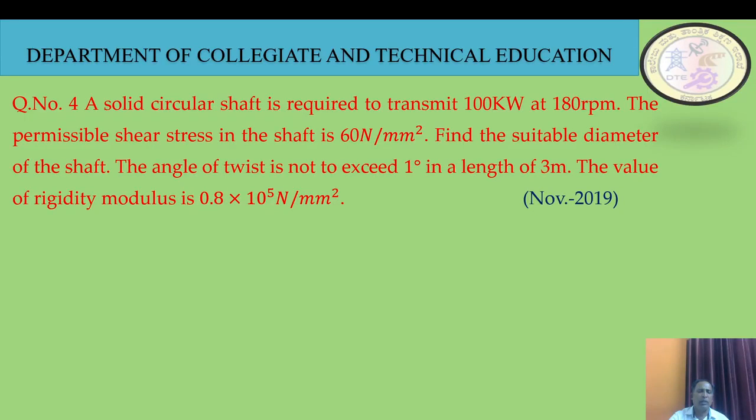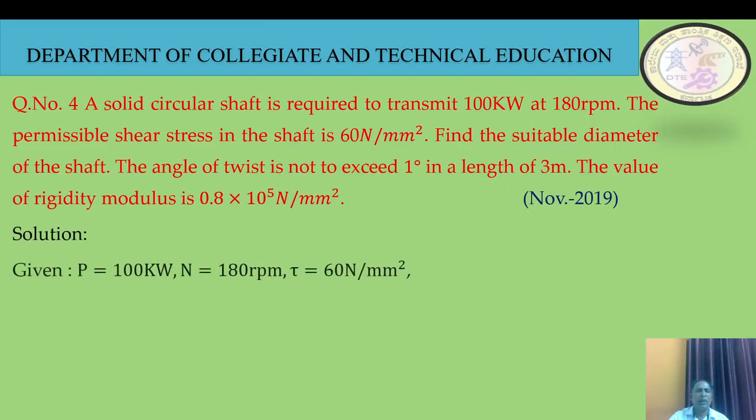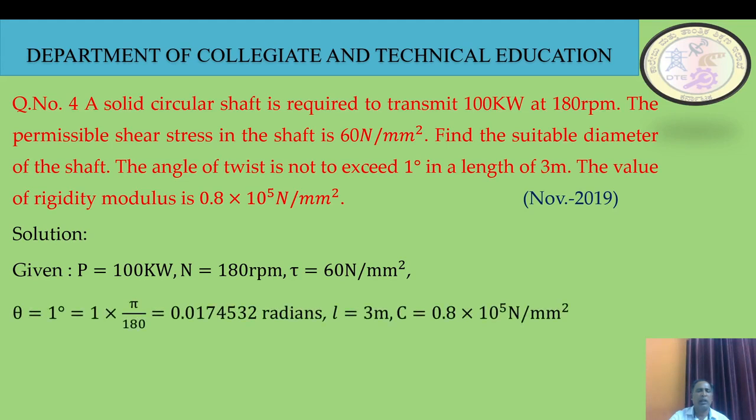So here also we have to calculate the diameter of the shaft by considering both the cases, that is based on strength and based on rigidity. First we will calculate the torque transmitted. So therefore P is 100 kilowatt, speed is 180 rpm, and the shear stress is 60 Newton per mm square, and angle of twist is 1 degree, that is 1 into pi by 180 is equal to 0.0174532 radians, and length is 3 meter, that is equal to 3000 mm, and C is equal to 0.8 into 10 raised to 5 Newton per mm square.